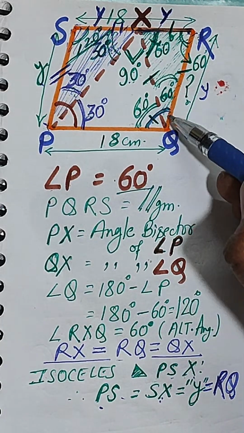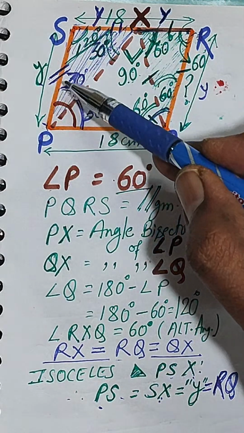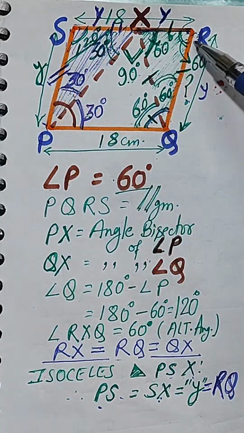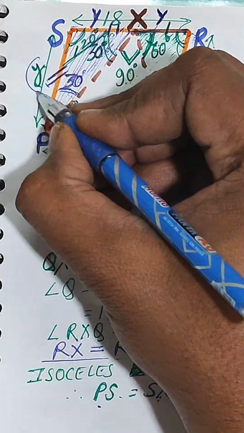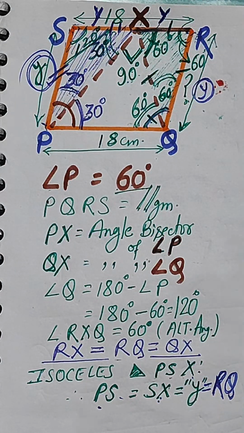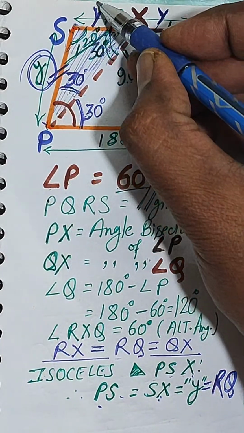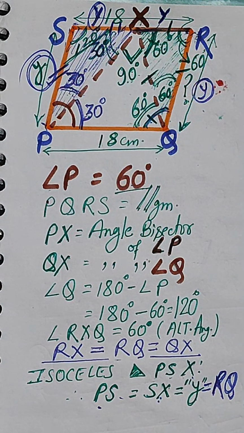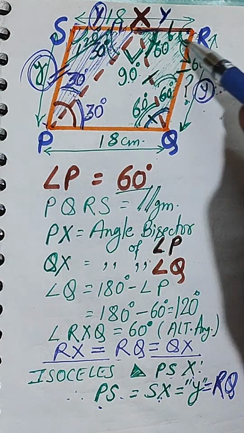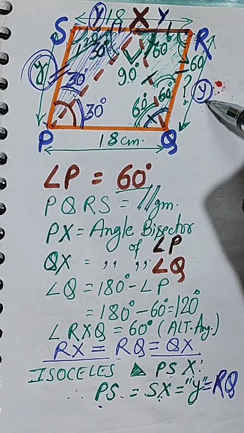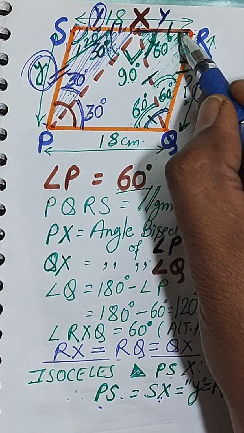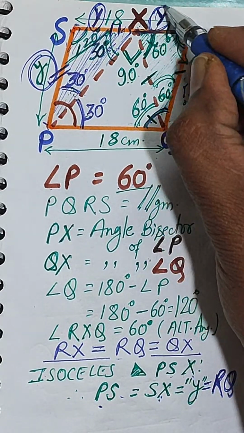You can see this is a parallelogram. So being a parallelogram, if SR is Y, then RQ is also equal to Y. Both of these are equal, being a parallelogram. And being an isosceles triangle, SX is also equal to Y. And since triangle QXR is an equilateral triangle, if RQ is Y, then this XR is also equal to Y, isn't it?